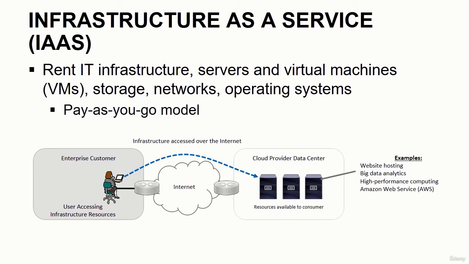Infrastructure as a Service is an instant computing infrastructure provisioned and managed over the internet. The customer pays only for the infrastructure they use. With Infrastructure as a Service, the customer avoids the expense and complexity of buying and managing their own physical servers and other data center infrastructure. The provider manages the infrastructure while the customer purchases, installs, configures, and manages their own software and operating systems, and of course the applications that they're going to run on the infrastructure. Examples of Infrastructure as a Service include website hosting, high-performance computing, big data analytics, and Amazon Web Services or AWS.